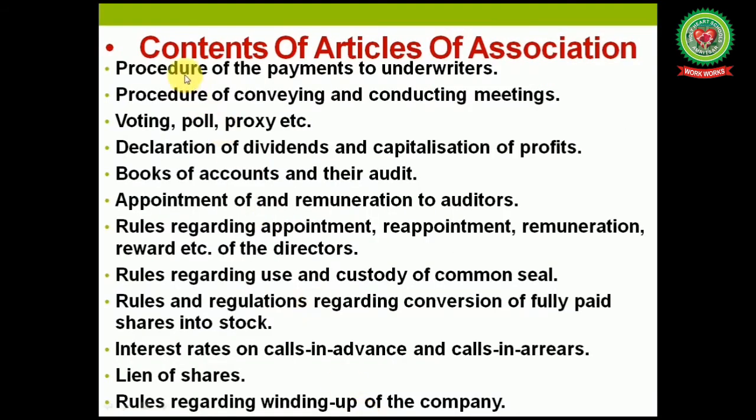Next, it mentions the procedure of payment to the underwriters, the procedure of convening and conducting meetings, and voting by poll or proxy. These are some points to be mentioned in the contents of the articles of association. Then the declaration of dividends or money and capitalization of profits to its shareholders, books of accounts like the profit and loss account or balance sheet and their auditing, how it should be done. Then appointment of, and remuneration, meaning salary, to its auditors.